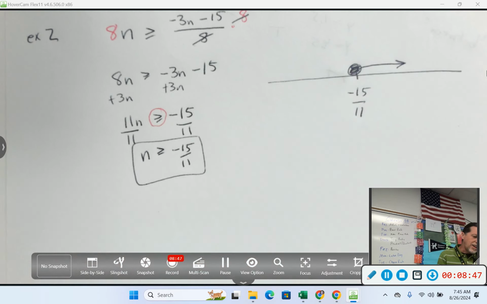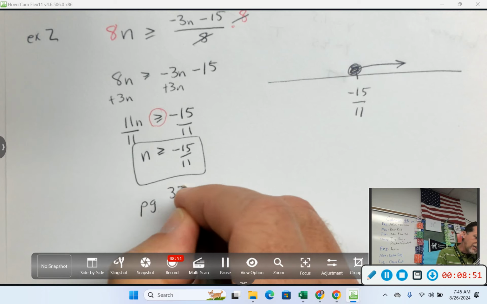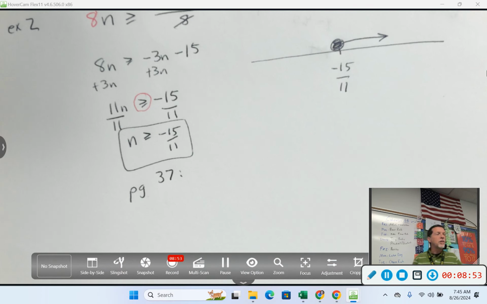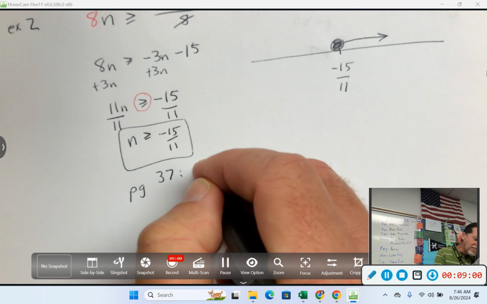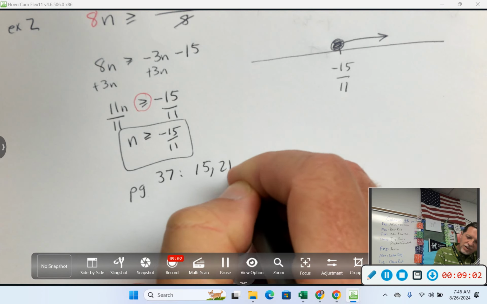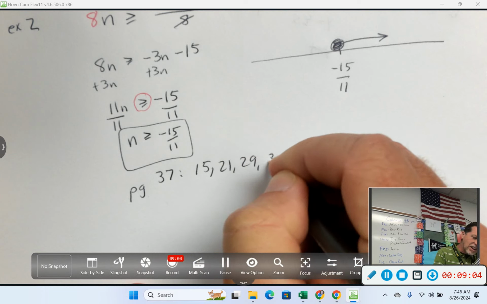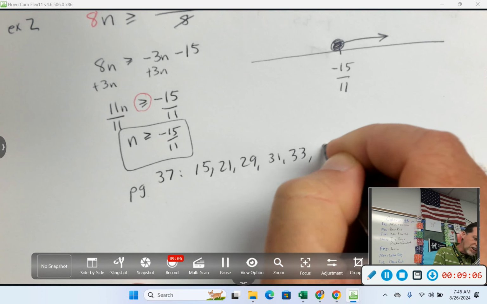All right, it's kind of as crazy as it gets today. Yeah, I told you, embarrassingly short. You want me to make up 5 more examples to help you out? I didn't think so. Page 37, number 15, 21, 29, 31, 33, and 35.